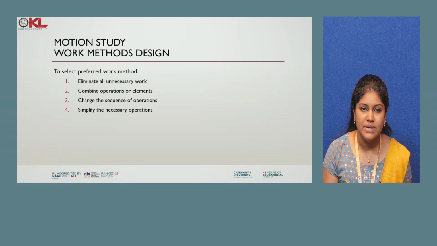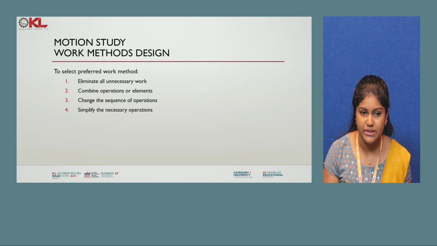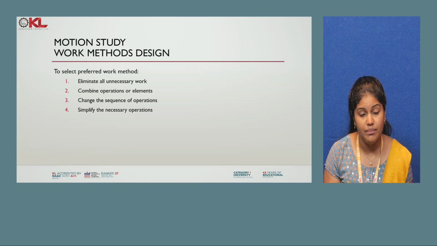Motion study, work methods design. To select a preferred work method, what are the things we need to do? First, we need to eliminate all unnecessary work. We have to combine operations or elements. After that, we have to change the sequence of operations. Then we have to simplify the necessary operations. If any operations can be combined and done together, we have to do that. Or if any changes in the sequence are needed, we have to do that.